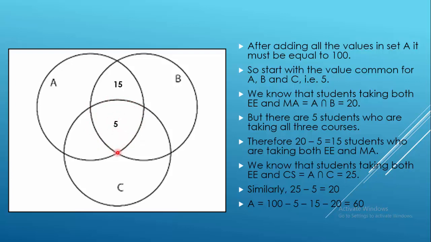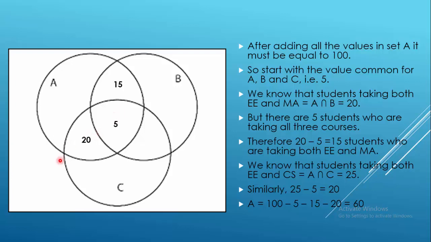We know that the total number of students in this area cannot be more than 20. 5 students are already over here. It means the remaining students are 15. So the number of students in this area, as I draw with my cursor, is 15. So altogether in this area, A intersection B, it is 15 plus 5, 20.